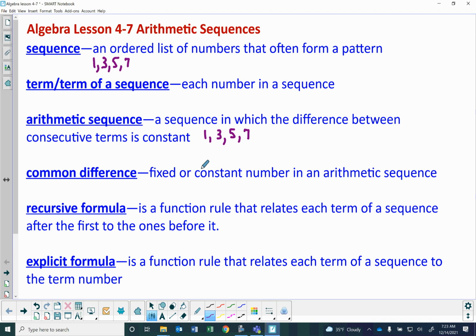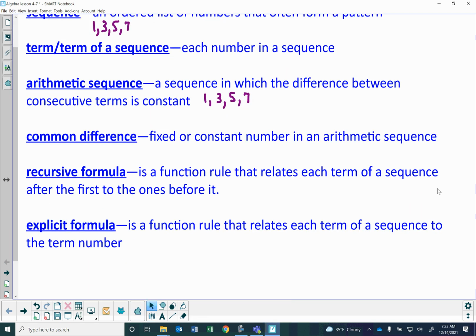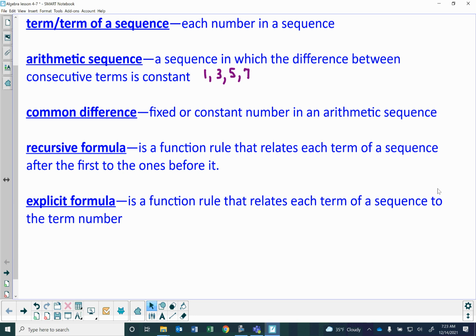A recursive formula is a function rule that relates each term of a sequence after the first to the ones before it. In other words, if you didn't know how to write an explicit formula for 1, 3, 5, 7, and you wanted to find the 15th term, you'd have to do the 14 preceding terms in front of it. That's a recursive formula. An explicit formula is a function rule that relates each term of a sequence to the term number, which means if I know the explicit formula of a sequence, I could find the 15th term without having to do anything with the preceding terms other than knowing the formula for the sequence.